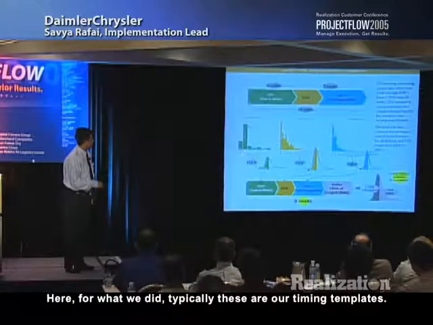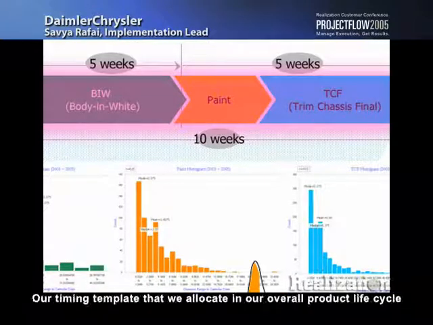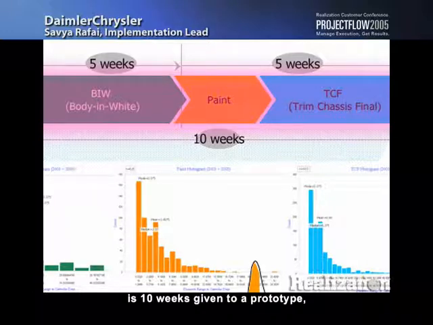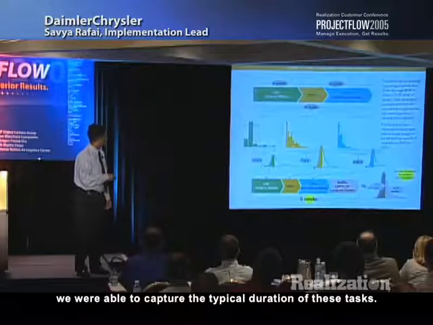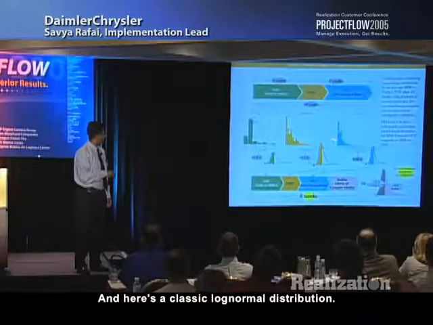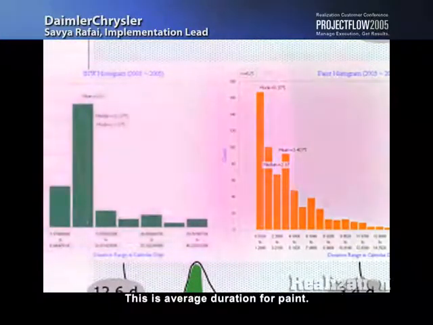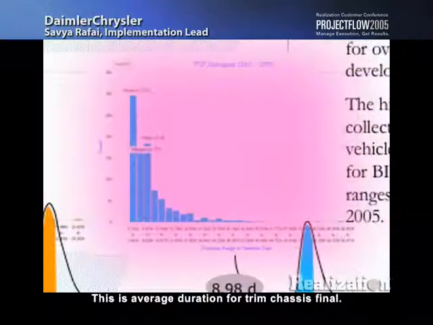Here, what we did is, typically these are our timing templates. Our timing template that we allocate in our overall product life cycle is 10 weeks given to a prototype, which goes through body and white, paint to trim, chassis, final. And having used this tool from 2003 to 2004, we were able to capture the typical duration of these tasks. And here's a classic log normal distribution. And here's the average duration for body and white. This is average duration for paint. This is average duration for trim, chassis, final.